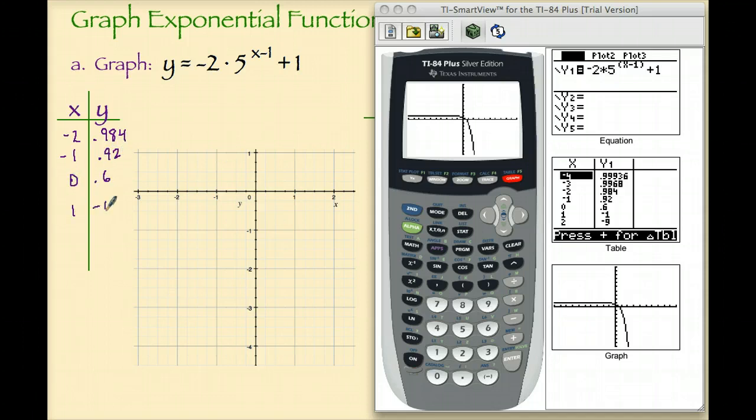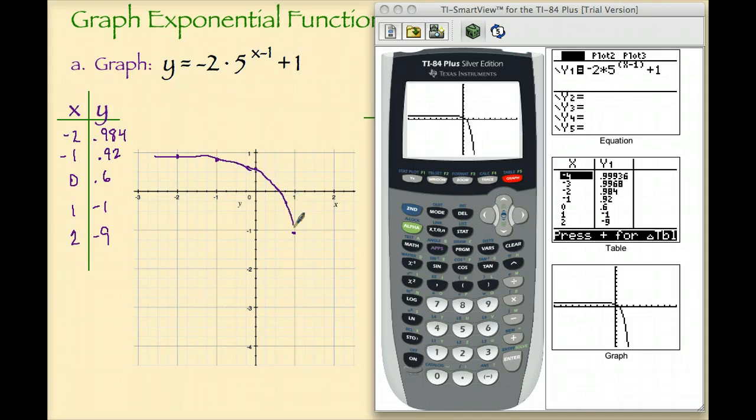1 is -1. And 2 is -9. So -2.984, really close to this. -1, not a whole lot of difference. Then we have 0.6 around here. Then 1 is -1, and of course 2 drops off to -9. Not a whole lot to work with, but we do get the shape of the graph here.